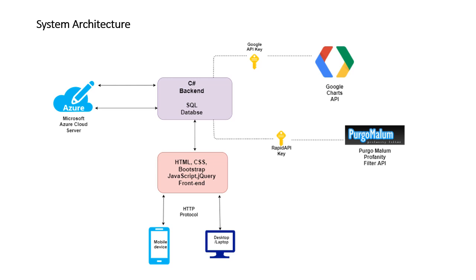The second API we are using is Rapid API key, that is the Profanity Filter API. Now the word profanity stands for irreligious, irrelevant, or any foul words that are not meant to be used on any open online networking site or any social media. So this API is used to filter out those words.